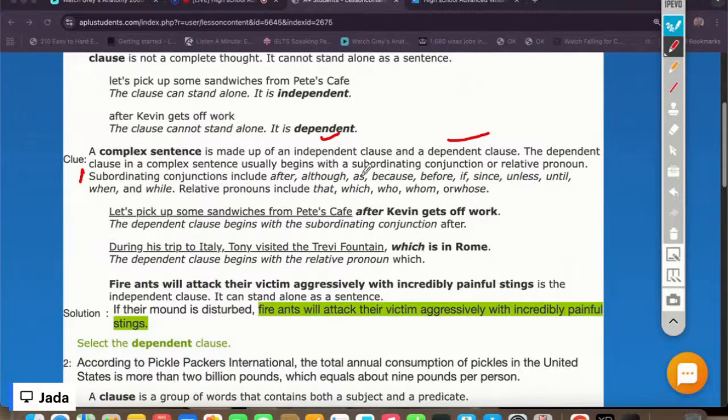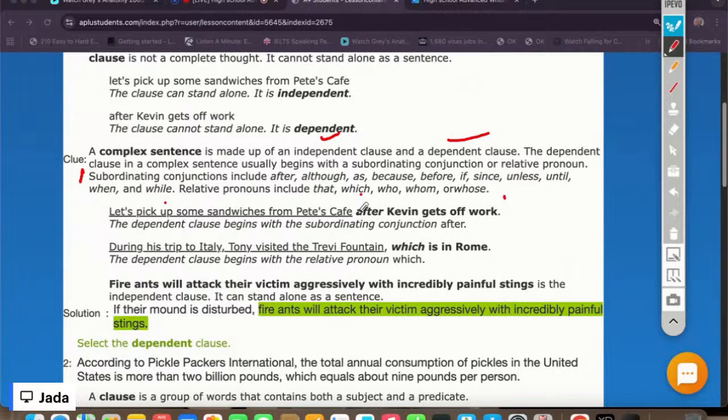So now the subordinating conjunctions include after, although, as, because, before, if, since, unless, until, when, and while. Now the relative pronouns include that, which, who, whom, and whose. Okay, so it's either the dependent clause starts with a subordinating conjunction or a relative pronoun. So it starts with either of these words that we've seen here.